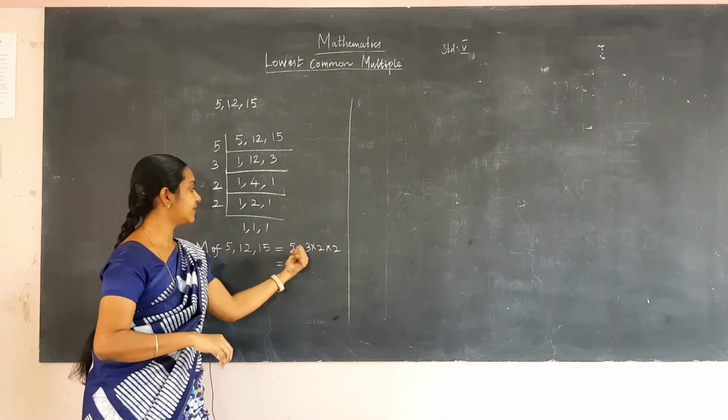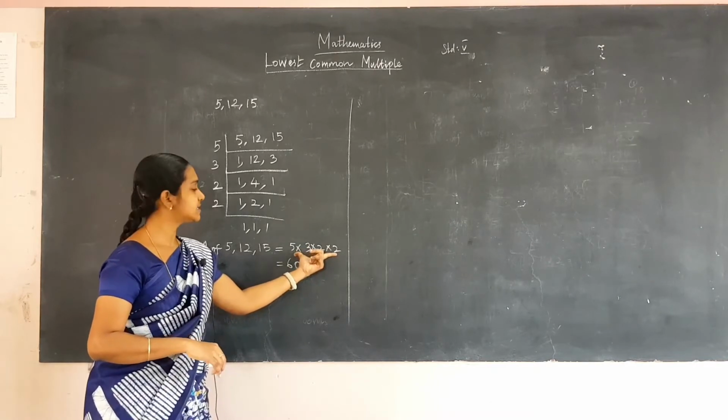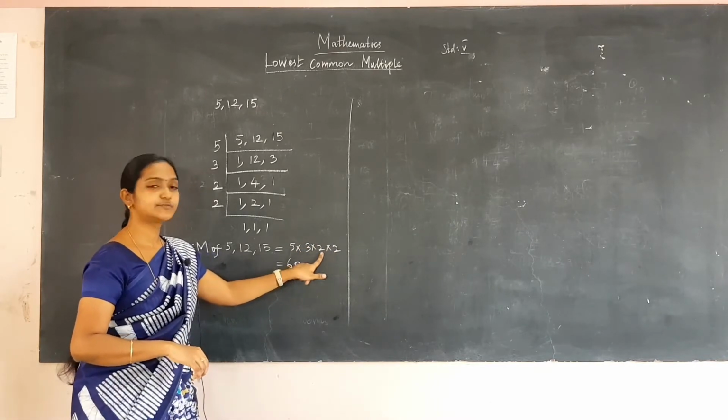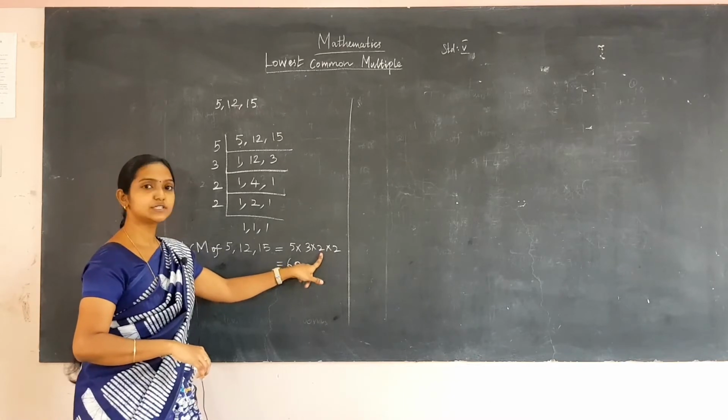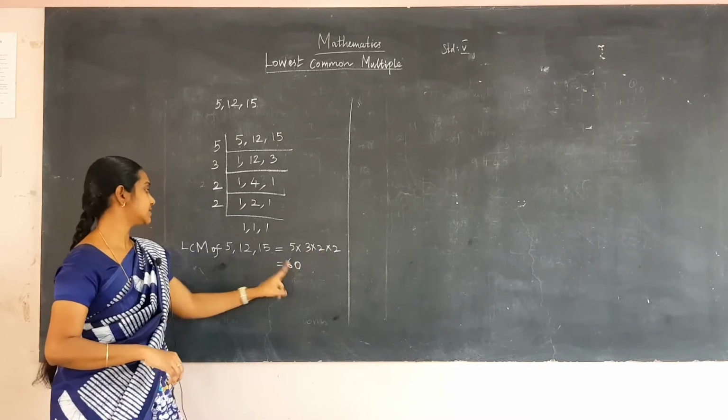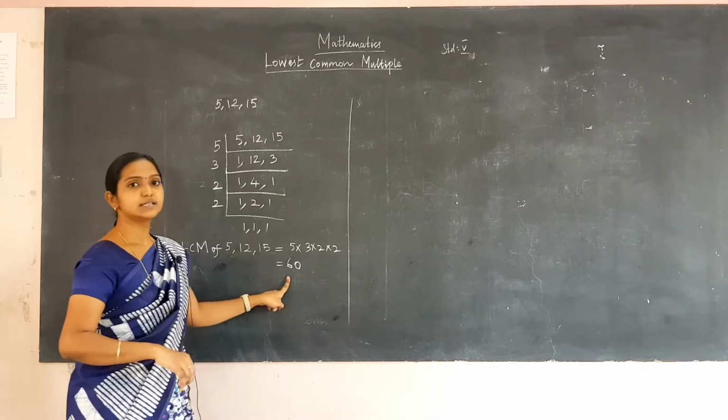I have multiplied 5 and 2 first. 5 2s are 10. Next, I have multiplied 10 with 2. So, 10 into 2 is 20. 20 into 3 is 60. So, LCM of 5, 12 and 15 is 60.